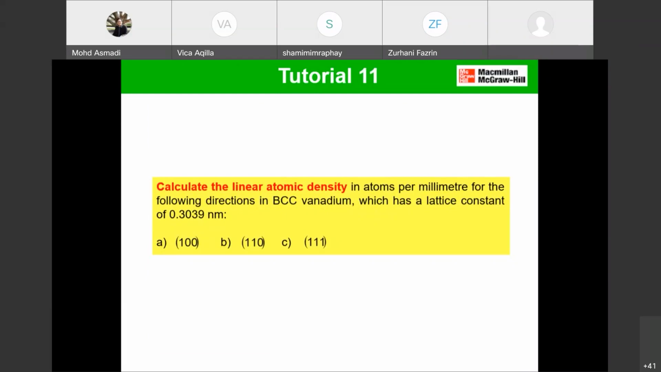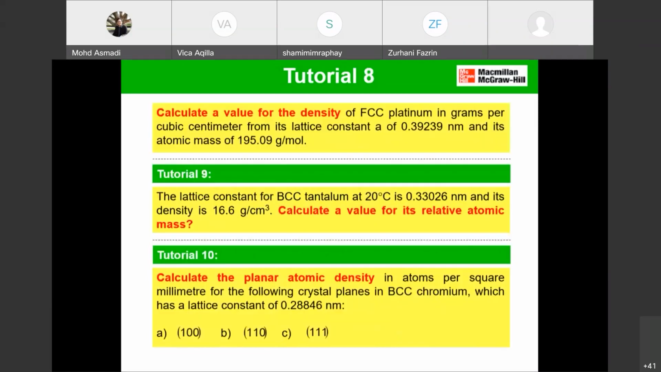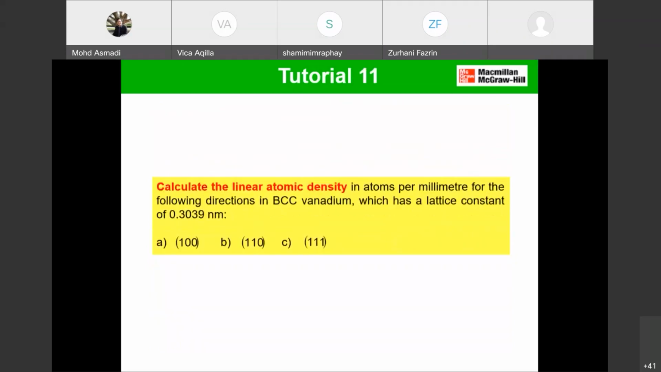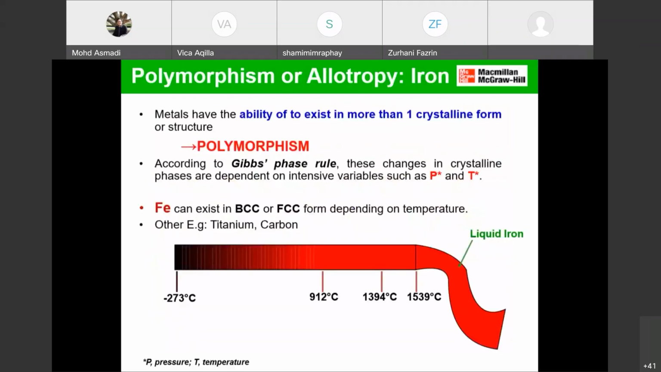Because we are almost done, we will discuss very briefly the tutorial on density, atomic mass, and planar atomic density. Then the definition of polymorphism or allotropy. Actually, metals can exist in more than one crystalline form. It depends on the temperature, for example iron: if you heat it, from negative 273 to 912 and 1394, it becomes different.